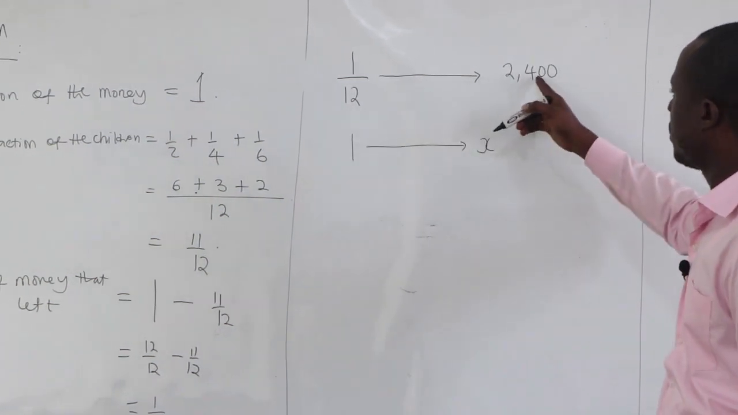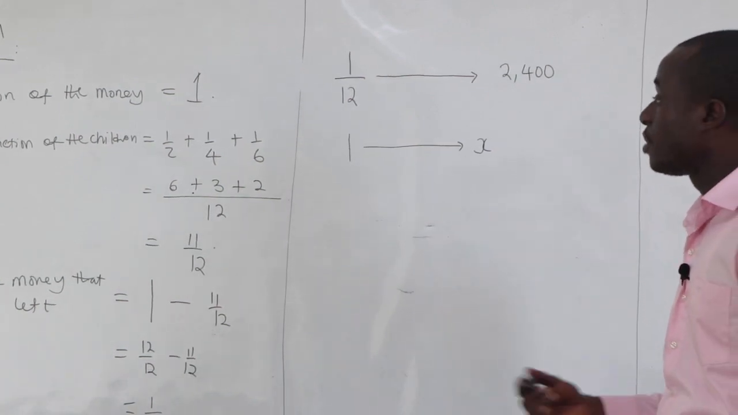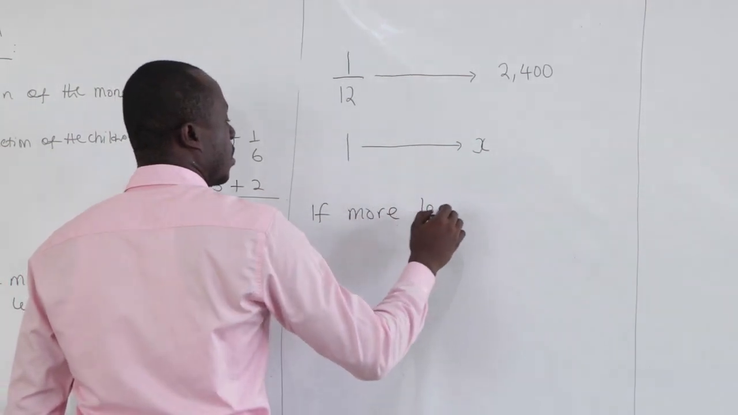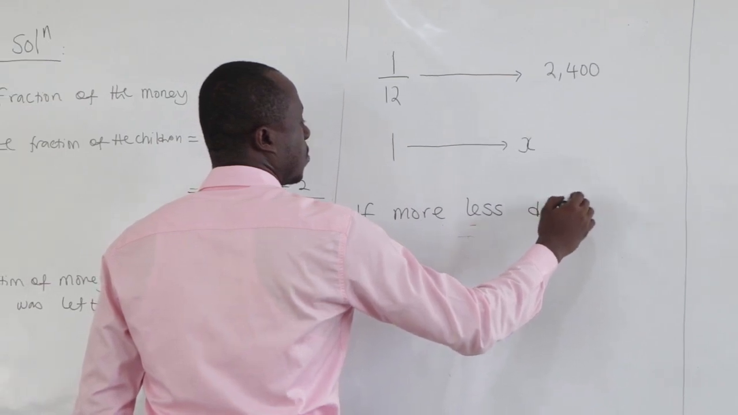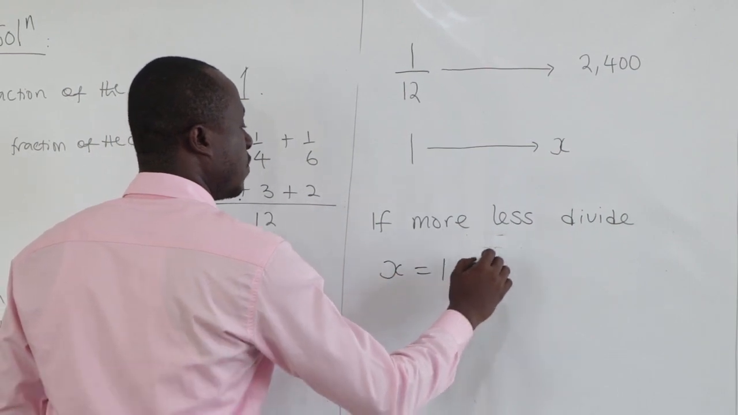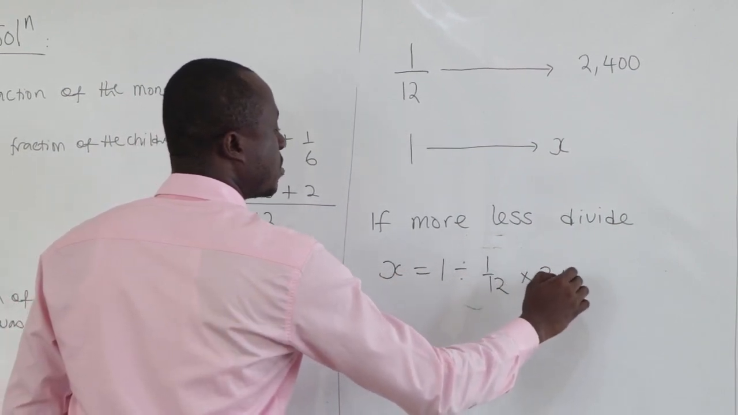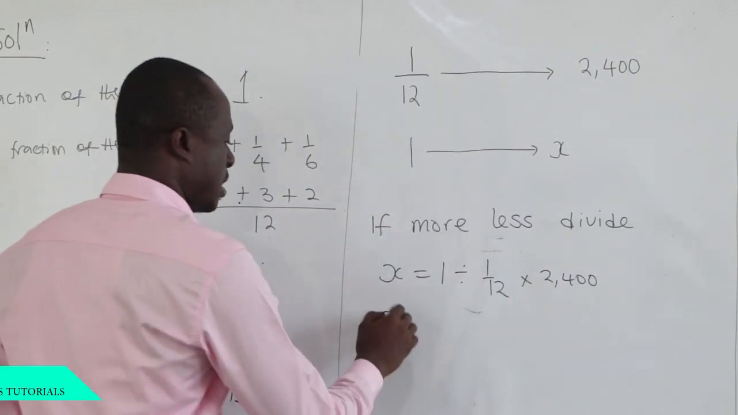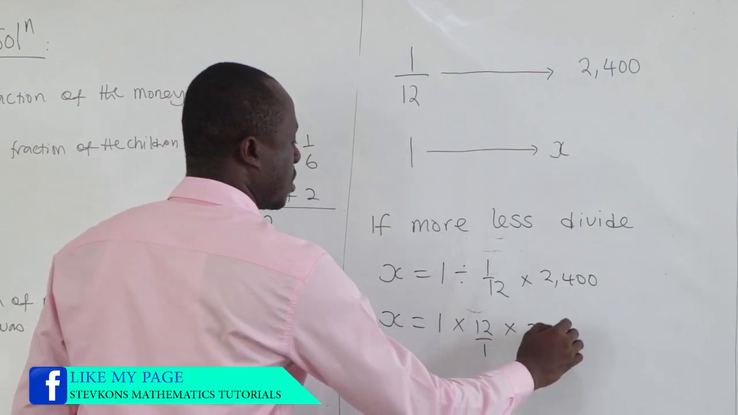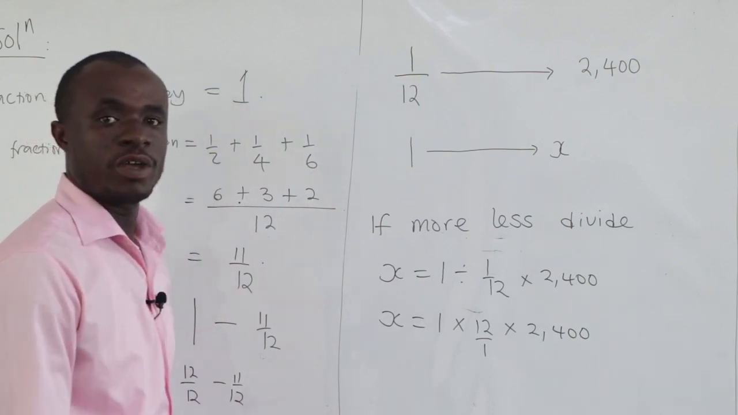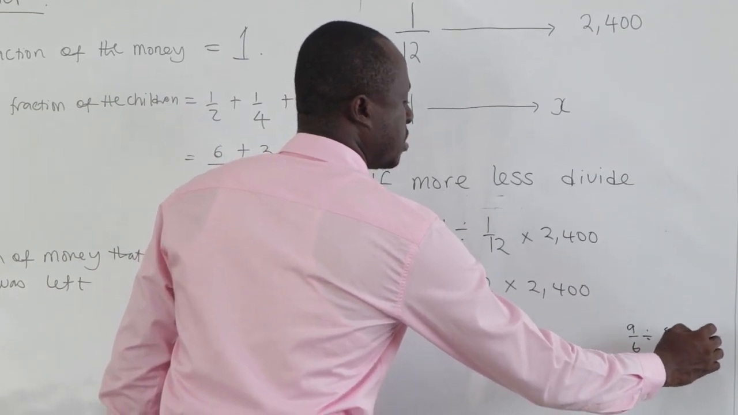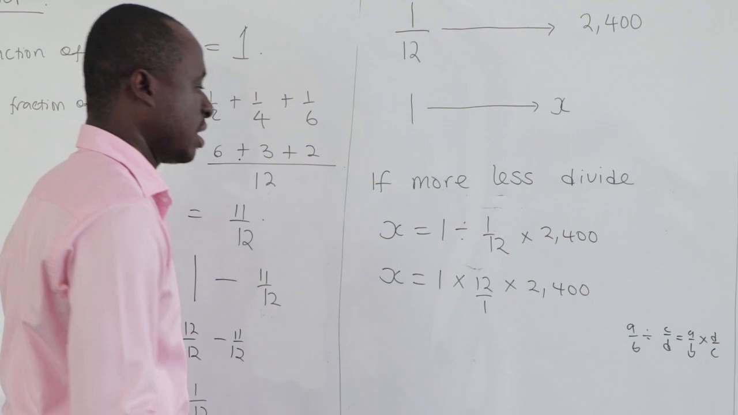Now, 1/12 is giving us 2,400. What do you think the 1 would give us? It will give us more. So we say, if more, let's divide. Clearly, our x will equal 1 divided by 1/12 times 2,400. Now our x will be equal to 1 times 12/1 times 2,400. What do you know if you have two rational numbers? If you have a over b divided by c over d, it's equal to a over b times d over c. You reciprocate the second term.